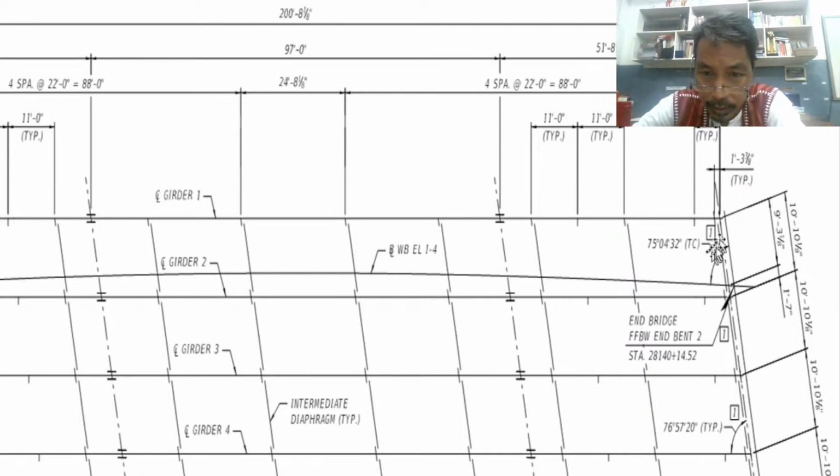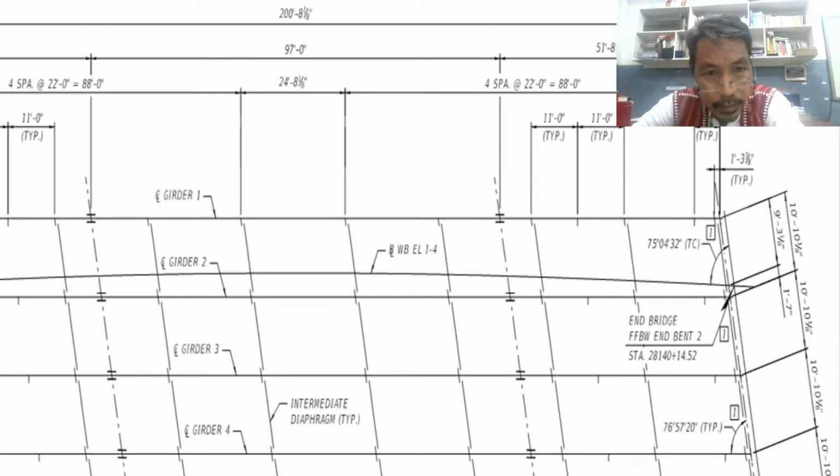So that's why we know that the spacing of diaphragm is actually 22. That is the spacing. So meaning this is a center of the diaphragm. So 22, diaphragm to diaphragm. This is a center.